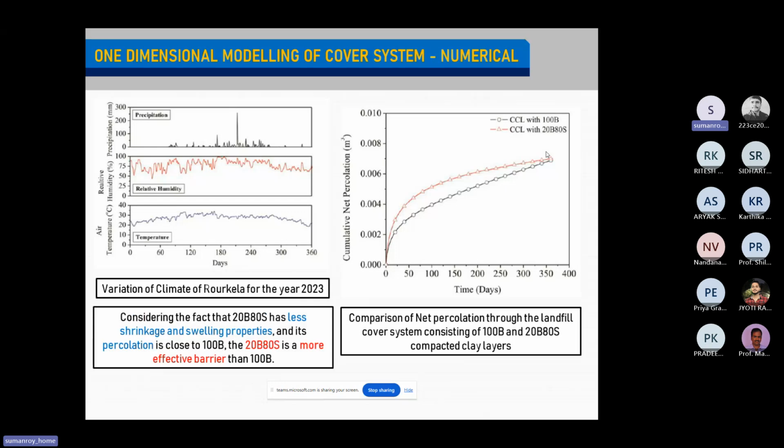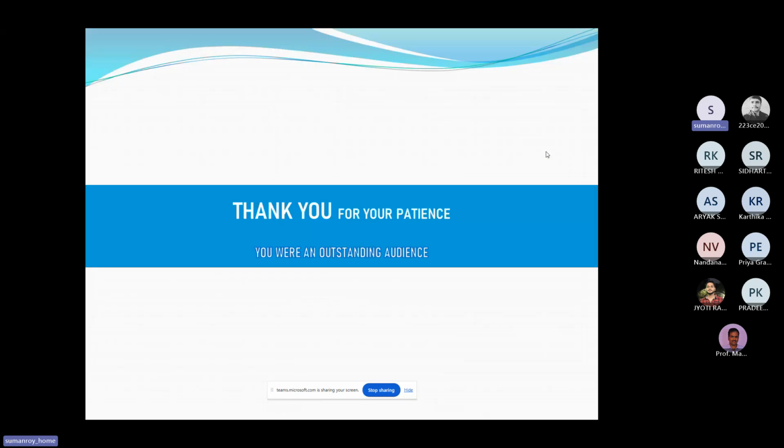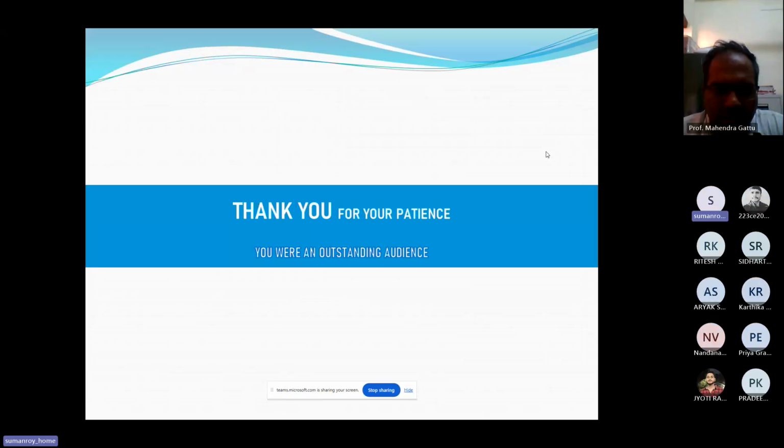Because 100 bentonite will induce huge settlements and also cause significant cracks, and it will prevent the percolation almost similar to 20 bentonite 80 sand. Since that is our main objective, even though 20 bentonite 80 sand has a little lower strength compared to 100 bentonite, based on the hydraulic aspects for the cover system design, it is far better compared to 100 bentonite. So, sir, I think I will stop here. If you have any questions, please ask.